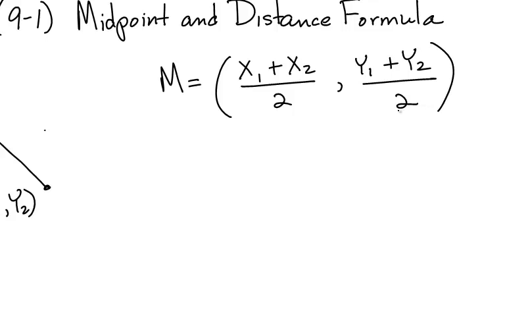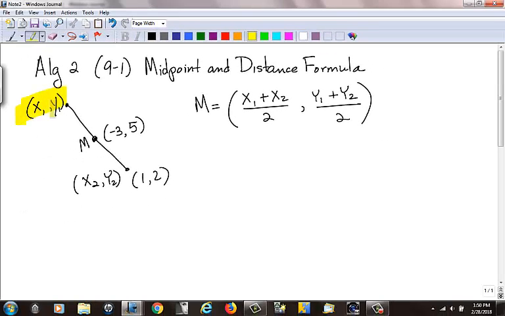Okay? If they gave you, as an example, say I give you this midpoint is negative 3, 5, and this endpoint is 1, 2. Now, instead of saying find the midpoint, I'm saying find this other endpoint. So, you sub in, the midpoint is negative 3, 5. You don't know the x sub 1. You do know the x sub 2 is 1. The y sub 1 you don't know. The y sub 2 is 2.